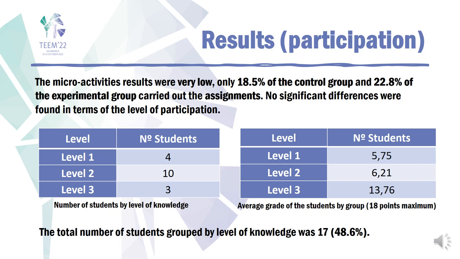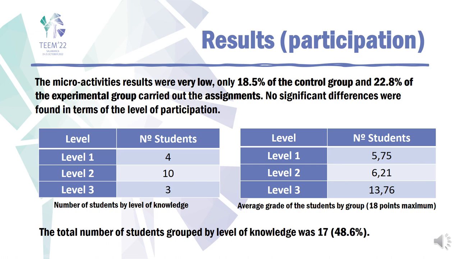The results of the microactivities were very low, only 18.5% of the control group and 22.8% of the experimental group performed the tasks. However, in session number 4, the course student representative delivered a list of students grouped into three levels of knowledge to carry out personalized and collected tutoring at each level, as shown on the left. The total number of students grouped by knowledge level was 17.